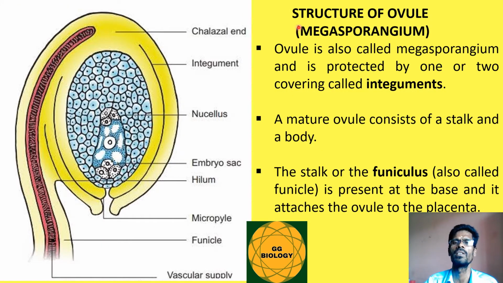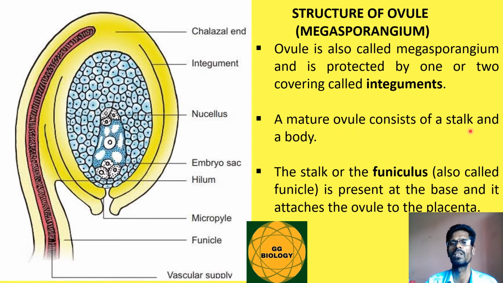Next is the structure of the ovule, the megasporangium. The ovule is also called the megasporangium, and it's usually protected by two coverings called integuments. An outer covering known as the outer integument, and an inner covering called the inner integument. Thus the ovule is protected by two integuments.